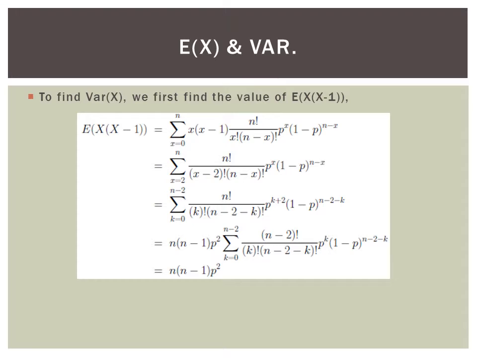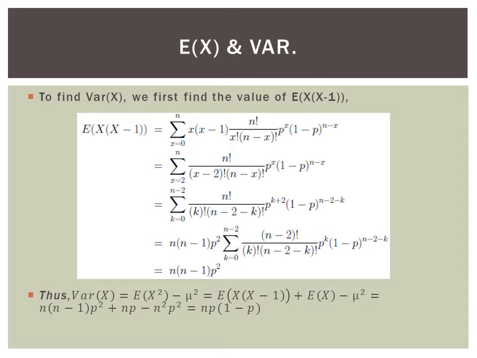Expected value of x times (x minus 1) is x times (x minus 1) times the PMF. When x equals 1 or 0, its value is 0, so we sum from 2 to n. We divide x times (x minus 1) on both the upper part and the lower part. We set k equals x minus 2, and after we take out n times (n minus 1) times p squared, the remaining part is again 1. So the result is n times (n minus 1) times p squared.